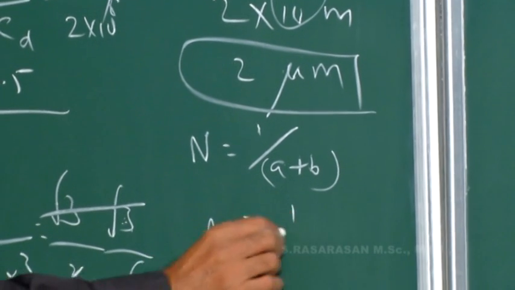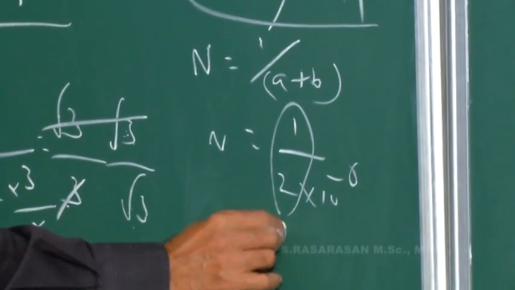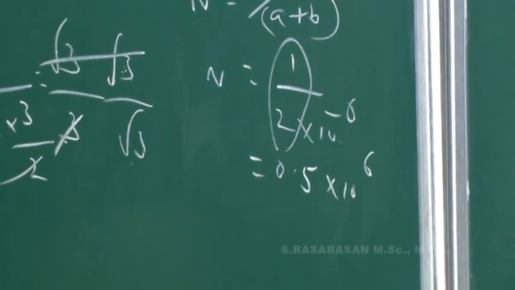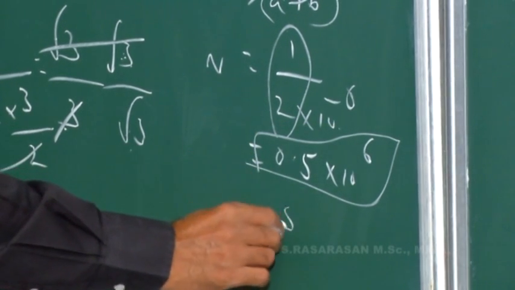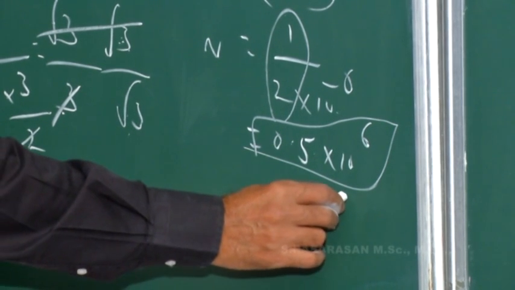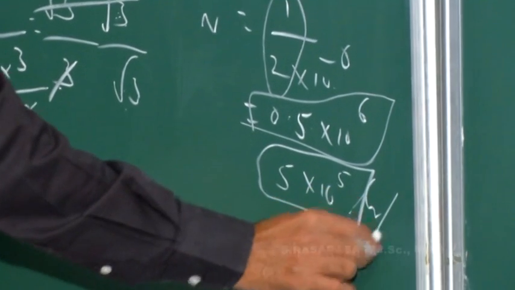அப்போ N is equal to 1 by 2 into 10 power minus 6. 1 by 2 is 0.5. இது மேலே போனால் 10 to the power 6. So 0.5 into 10 power 6 நீ எழுதலாம். Or 5 into 10 to the power minus 1 minus 6. அப்போ 10 power 5 எழுதலாம். So N is equal to 10 power 5 lines per meter.